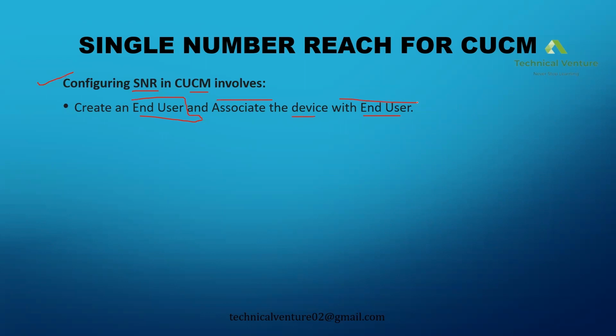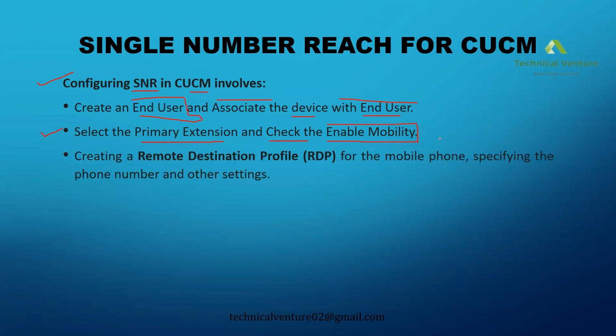And you will be able to see that particular MAC address under your device association, right? After that, you need to select the primary extension, right? You will be able to see the extensions. There is a drop down under the primary extension. I'll show you on the Call Manager as well. And there is an option for enable mobility. This is the name, enable mobility. You need to put a check mark on that, right? You need to enable this option, which is enable mobility, right?